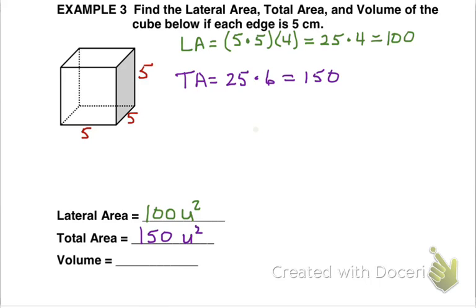And then finally, to find the volume, we'll still use the formula base times height. We've already known that the area of one of the bases is 5 times 5, which is 25, and the height is 5. So we'll multiply 25 times 5, so that the volume is 125 units squared.